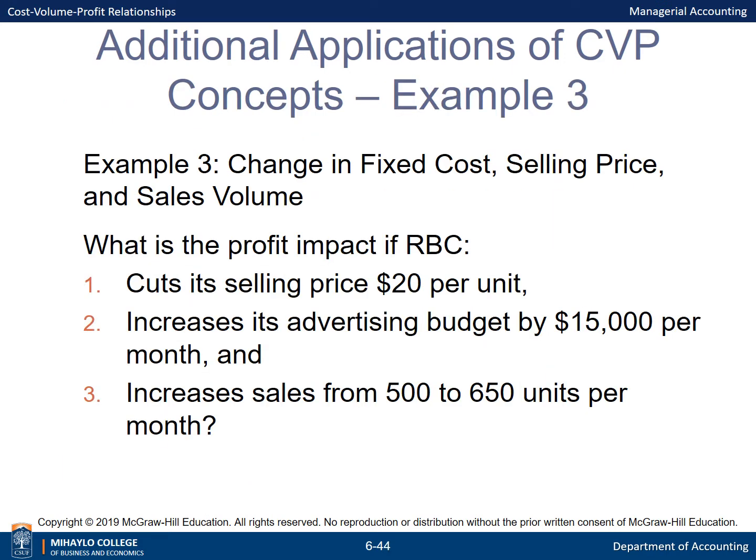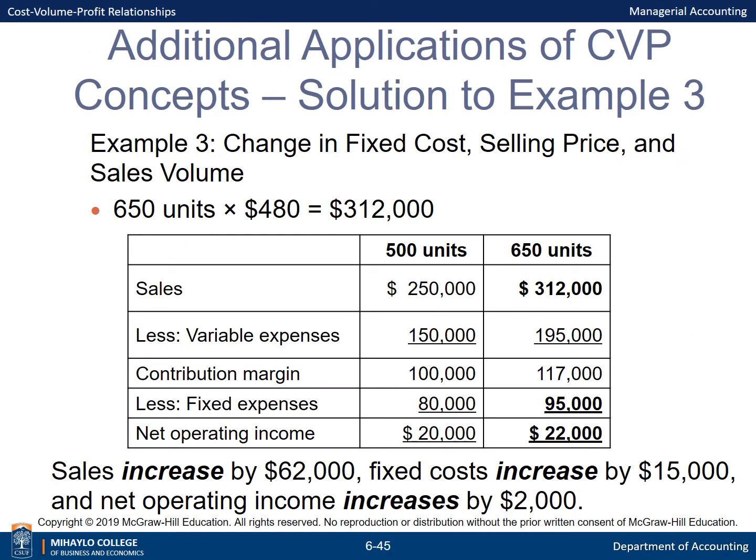What is the profit impact if RBC 1. Cuts its selling price $20 per unit, 2. Increases its advertising budget by $15,000 per month, and 3. Increases sales from 500 to 650 units per month? This change results in sales of 650 units times $480, or $312,000, and an increase in contribution margin of $17,000. Fixed costs increase by $15,000, and net operating income increases by $2,000.